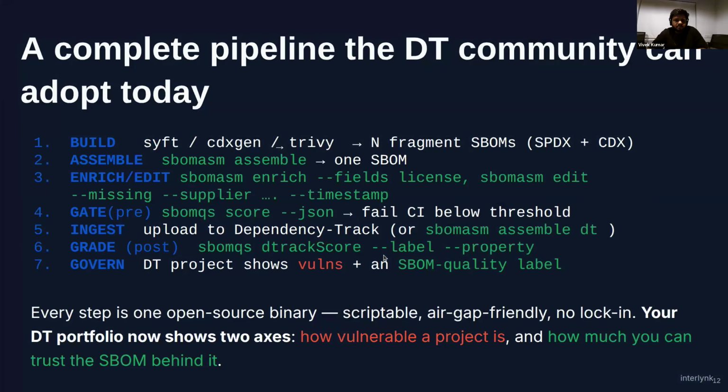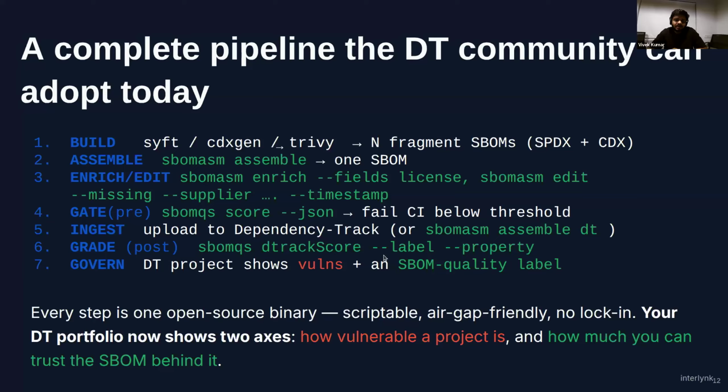Now this is the complete pipeline that the DT community can adopt today. First you build an SBOM, which is the initial phase, a raw SBOM. Obviously, it has something missing, because there is some data that only a manufacturer or supplier can have. That is a limitation of the tool. Then, if you have multiple SBOMs, you can assemble them into one unified SBOM.